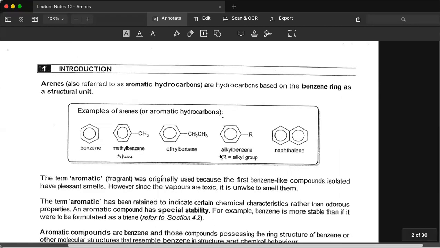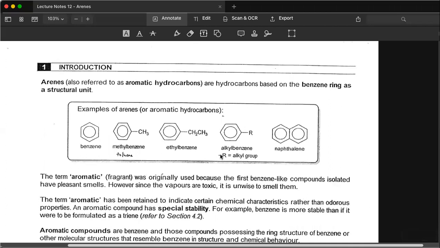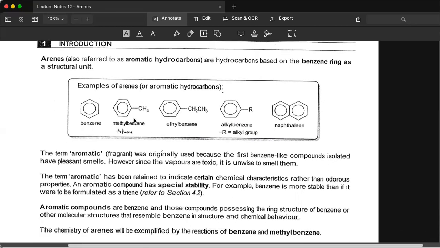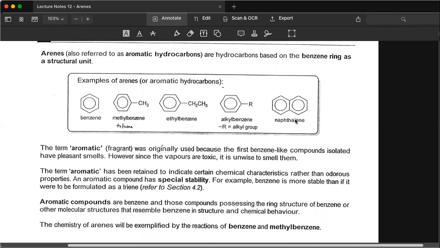Now, what are arenes? They are also known as aromatic hydrocarbons. Hydrocarbons are based on the benzene ring as a structural unit. These are some examples of arenes: benzene, methylbenzene, ethylbenzene, alkylbenzene, and naphthalene.